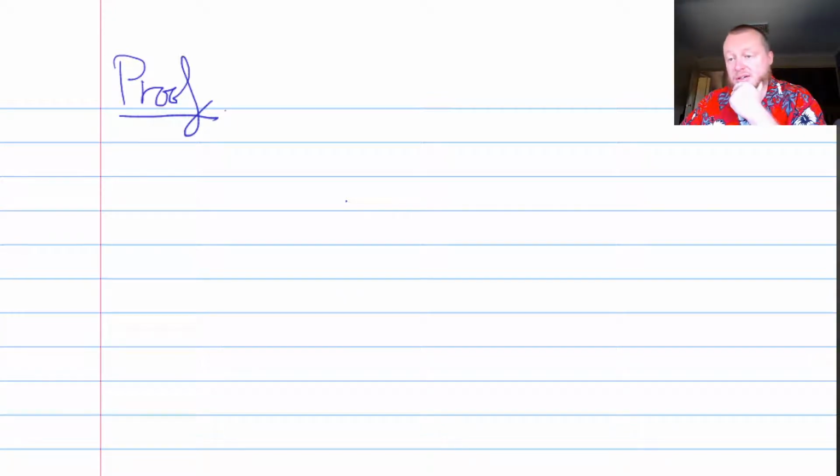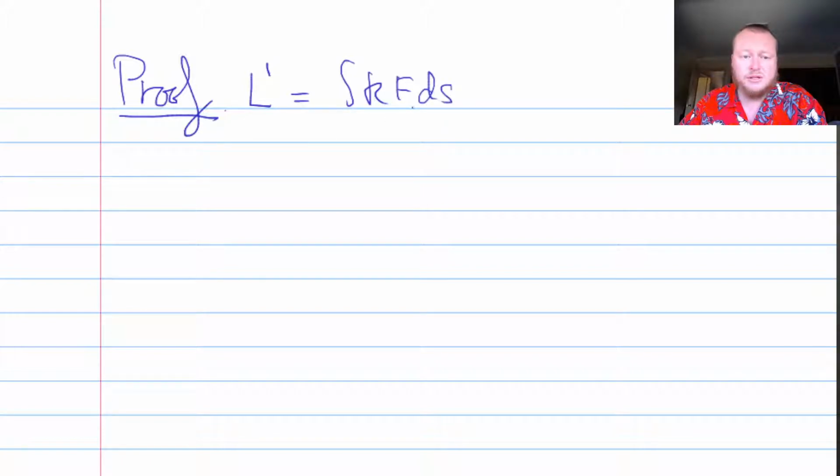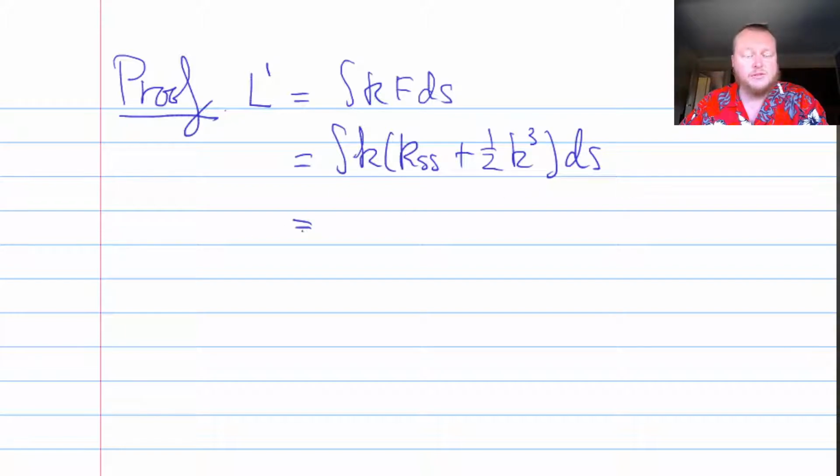So like I said a second ago, we're going to be looking mostly at the length. So length prime, we've already calculated this. We calculated it maybe 2 videos ago. It's the integral of k times f ds. Now in this case, the f is free elastic flow, so it's k_ss plus a half k cubed ds. And the first thing we should do, the first reaction, is always to integrate by parts. The boundary terms vanish because of the no flux boundary condition.